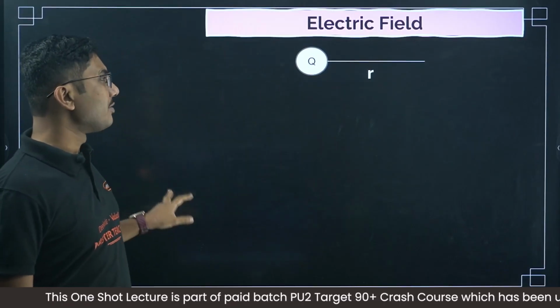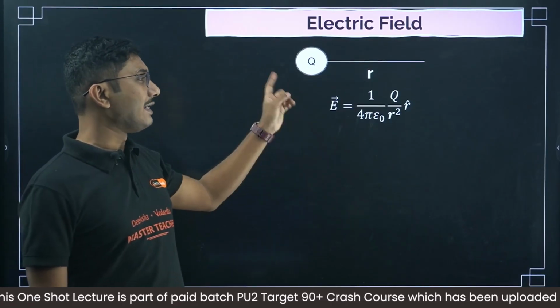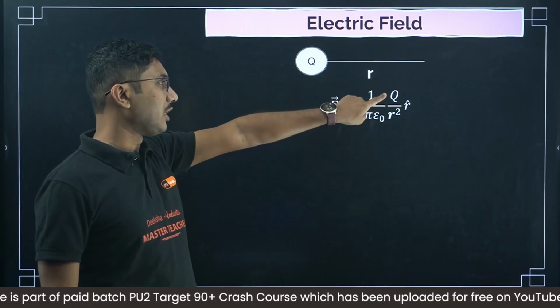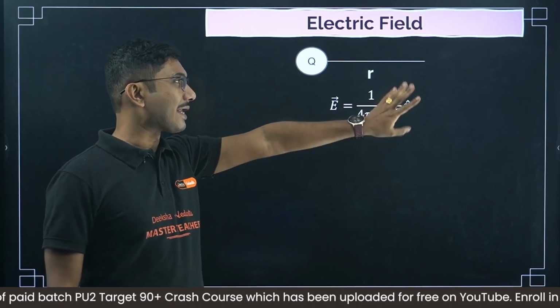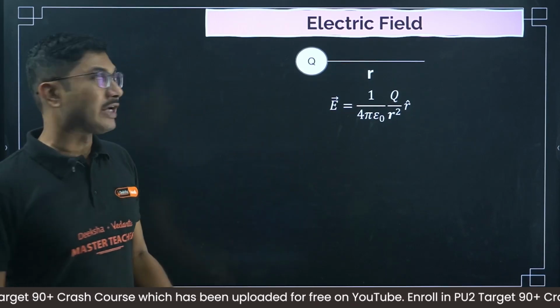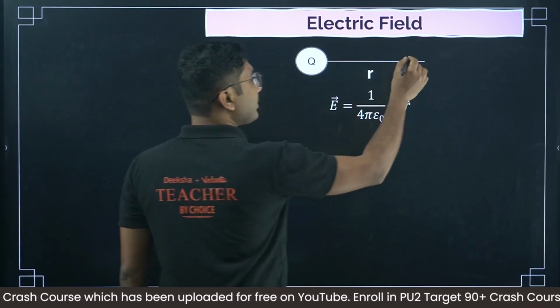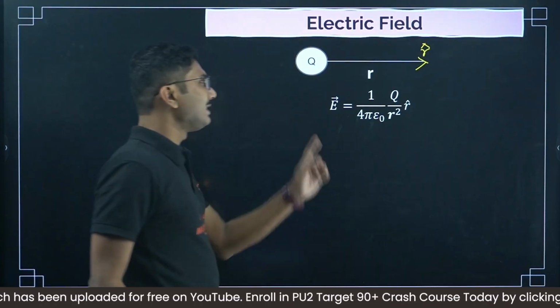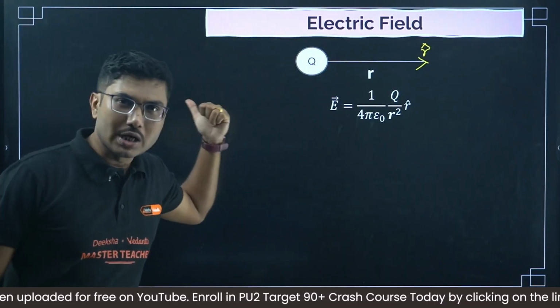Okay, so that term is called electric field, and electric field is given by this formula: 1 by 4 pi epsilon naught Q by R square R cap. What is the meaning of R cap? R cap represents a unit vector. In case the charge is positive, then R cap will be away. In case the charge is negative, R cap will be towards the charge.